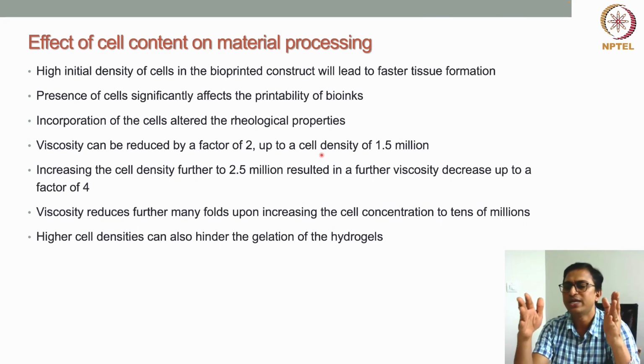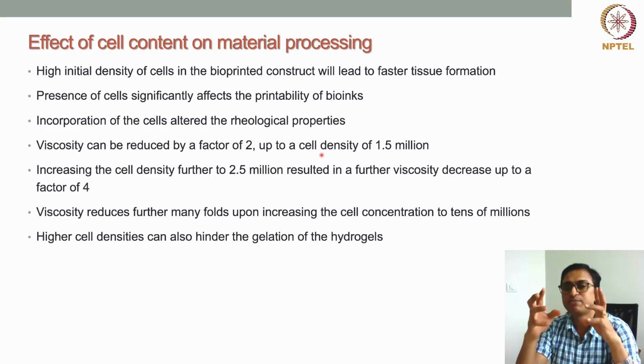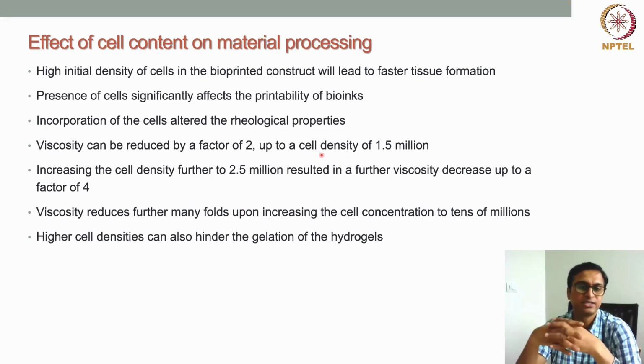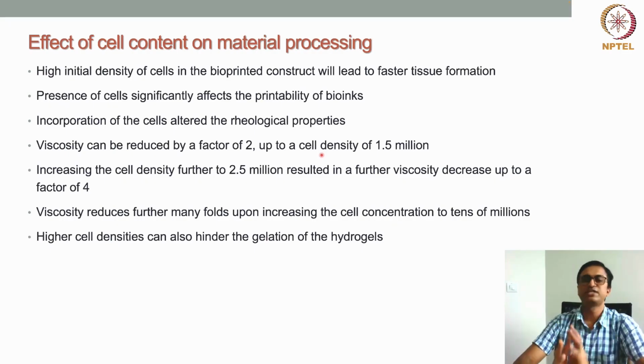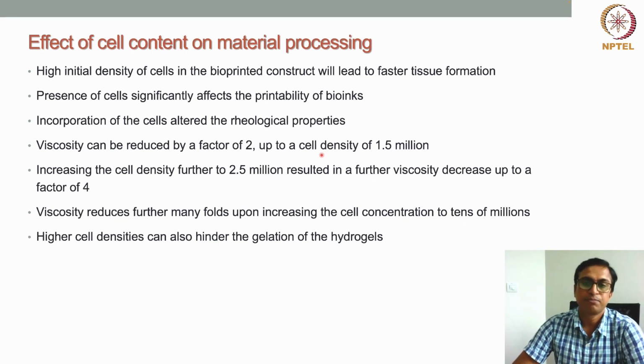Depending on the tissue, there can be hundreds of millions of cells in a centimeter of tissue. So if we want to achieve that much high cell density, the requirement of cells within the bioink is tremendous, right? That much high cell density, if we include it in our bioink, can definitely alter the rheological properties, and in a way it can alter the printability of the bioink. So the number of cells can significantly affect the printability of the bioink, because it can alter the rheological properties.